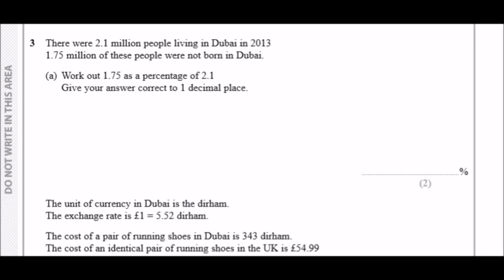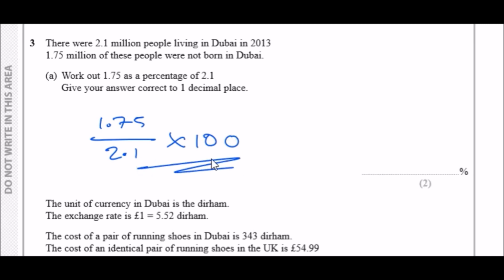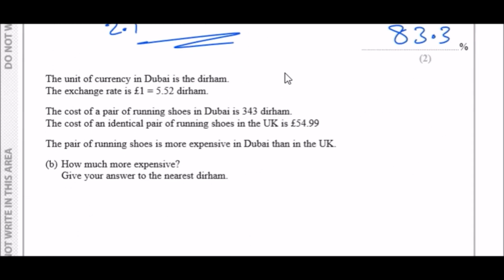Oh, this is easy. So as a percentage, work out, it just literally tells you what to do. So 1.75 over 2.1, and as a percentage, just multiply by 100. Smash this in your calculator, and you should get 0.8333 times 100. And then press the SD button or a conversion button, and you should get 83.3%. So easy. This is one of those easy marks.